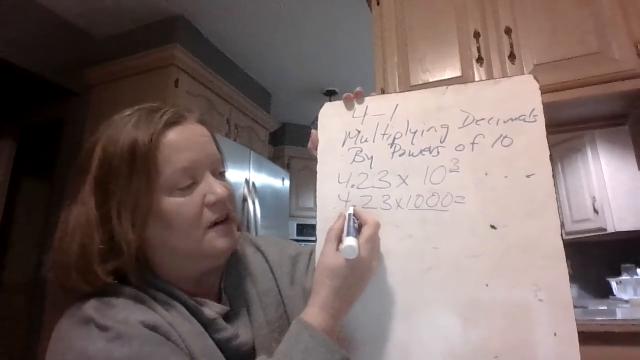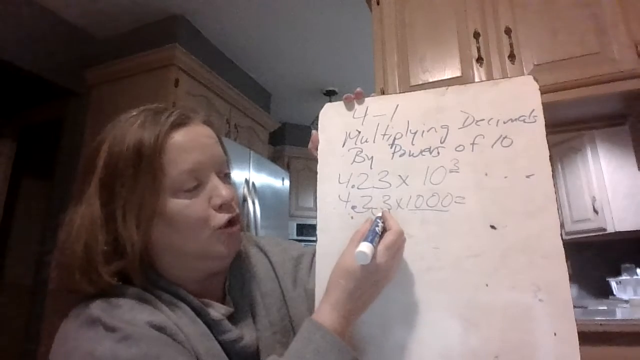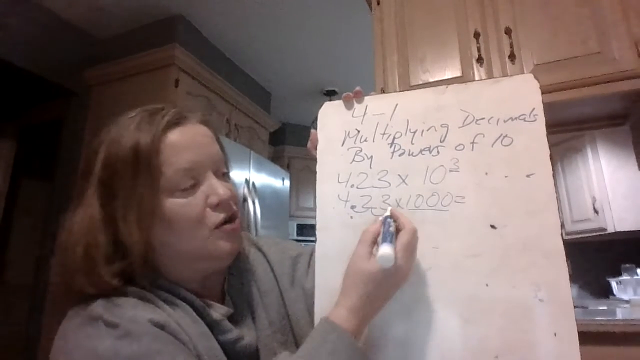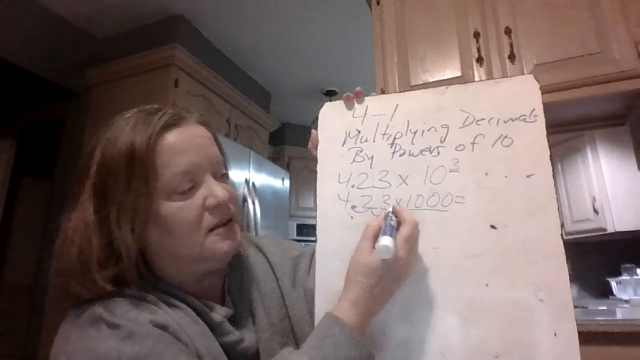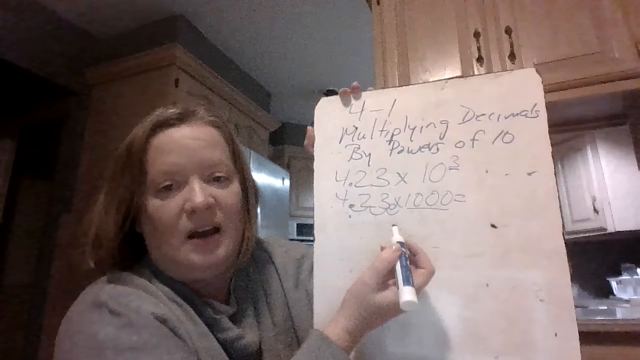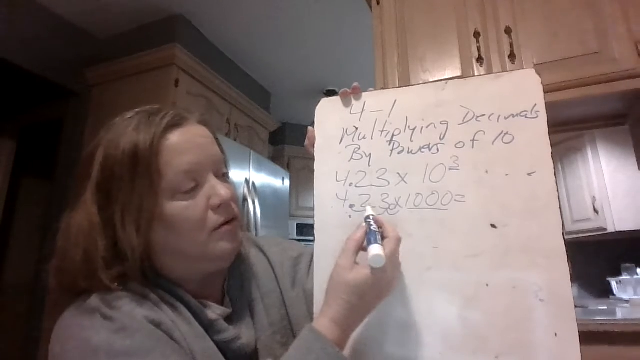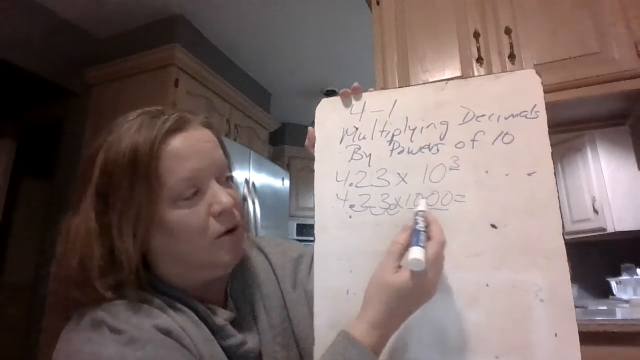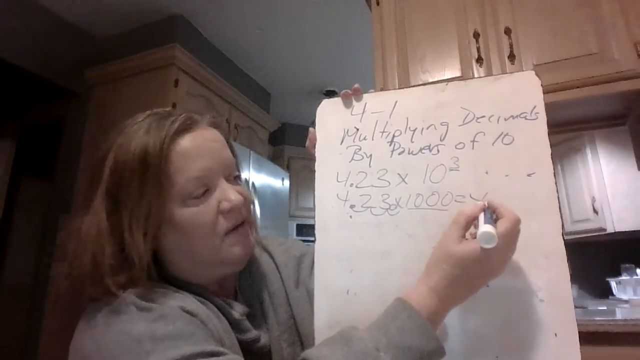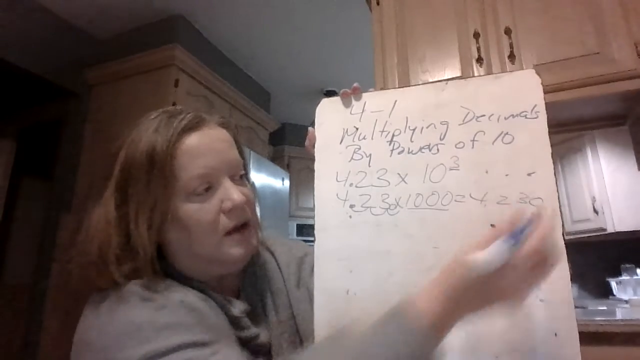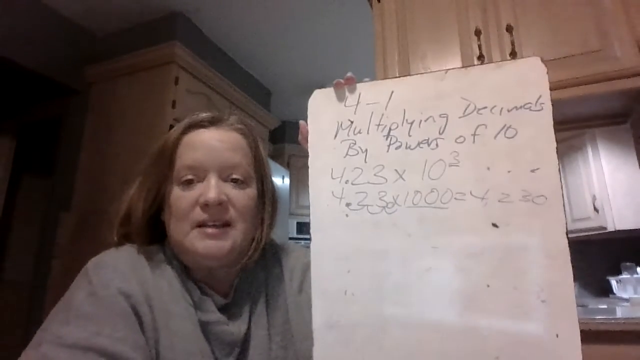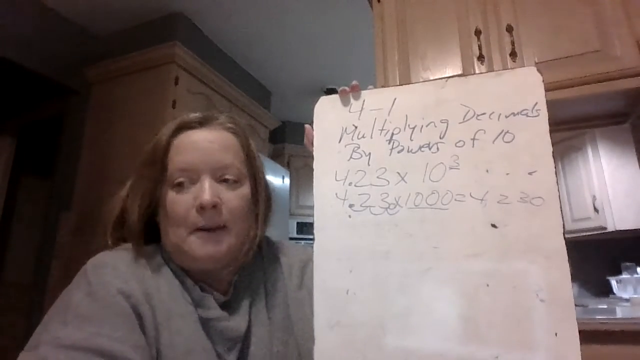So you're going to move this 1, 2, we ran out of numbers. You've got to add a 0 to hold the place. So I'm going to squeeze that 0 in there. That's doing 1, 2, 3 zeros. 1, 2, 3. Your answer would be 4,230. Okay? So you're going to see examples that look like this today.